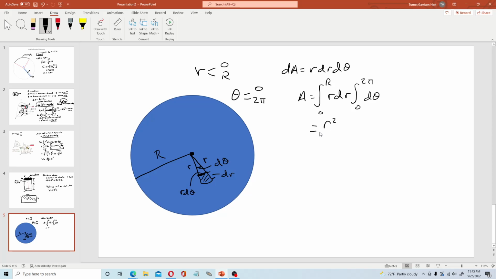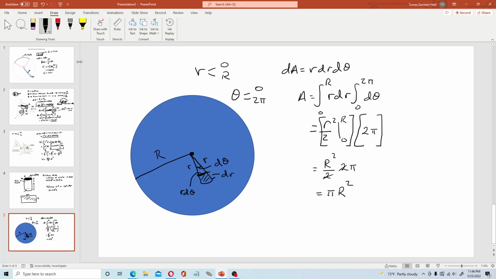Okay. And so we know the integral of r dr is r squared over 2, from 0 to r. And this is going to be multiplied by the integral of d theta from 0 to 2 pi, which just gives me 2 pi. And my result is r squared over 2 times 2 pi, and my 2's cancel, and I get pi r squared. All right?